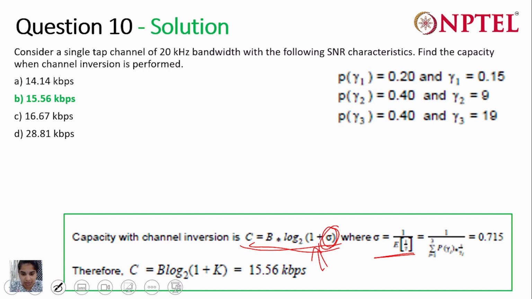So the capacity here: this sigma was found as 0.715, and the capacity will be B into log to the base 2 of 1 plus sigma. So you get the answer to be 15.56 kilobits per second.